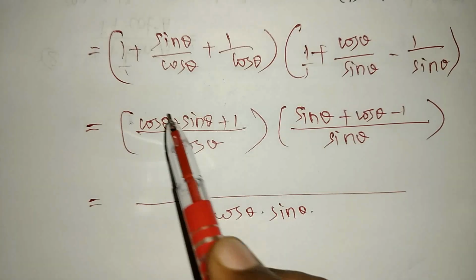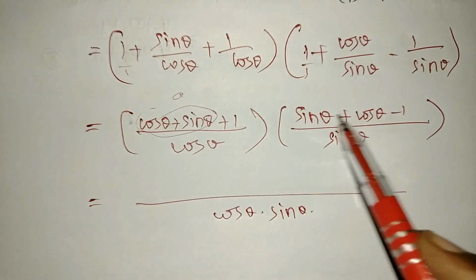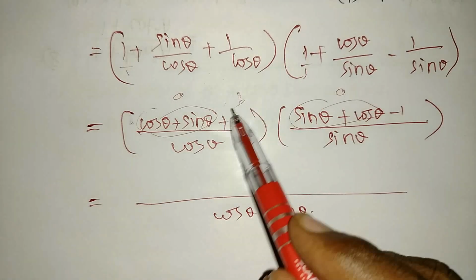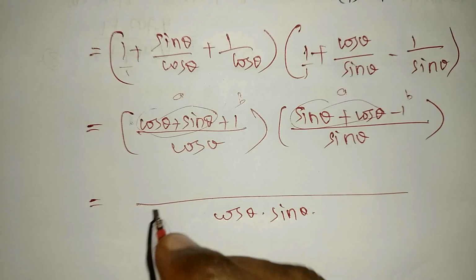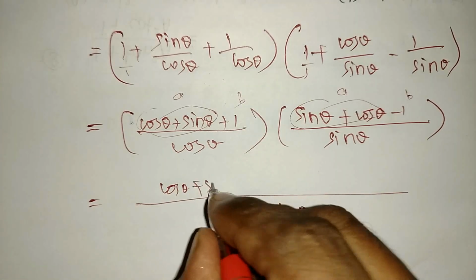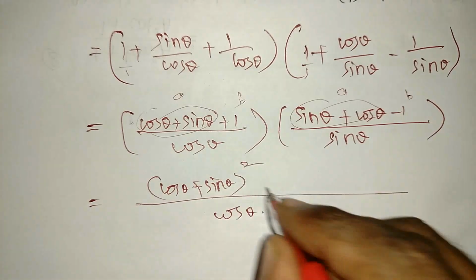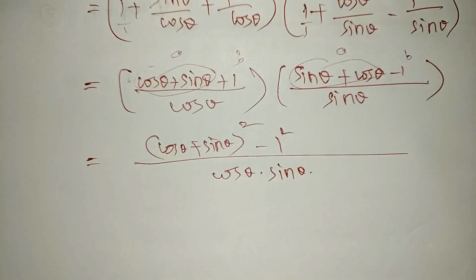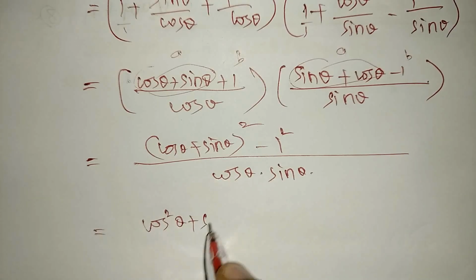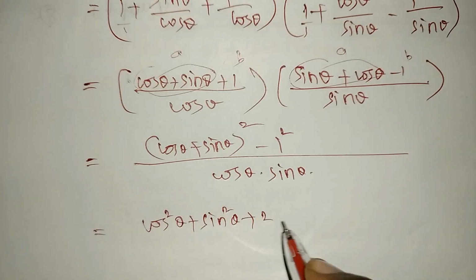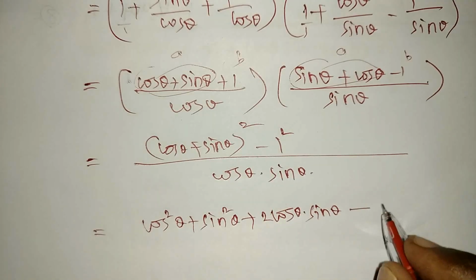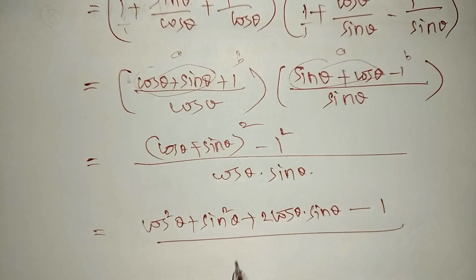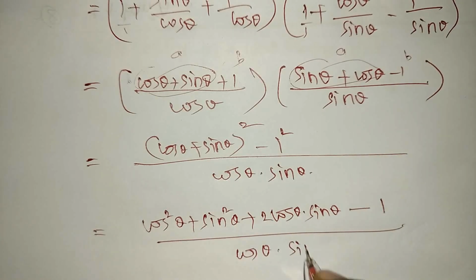It looks like this is A, and this is A, and this is B, and this is B. See, A plus B, A minus B, then we know A square minus B square. So this is in A square minus B square form. So here I'm going to use A plus B whole square. So what is that? Cos square theta plus sin square theta plus 2 cos theta into sin theta, minus 1 square, the value 1, whole divided by the same, cos theta into sin theta.